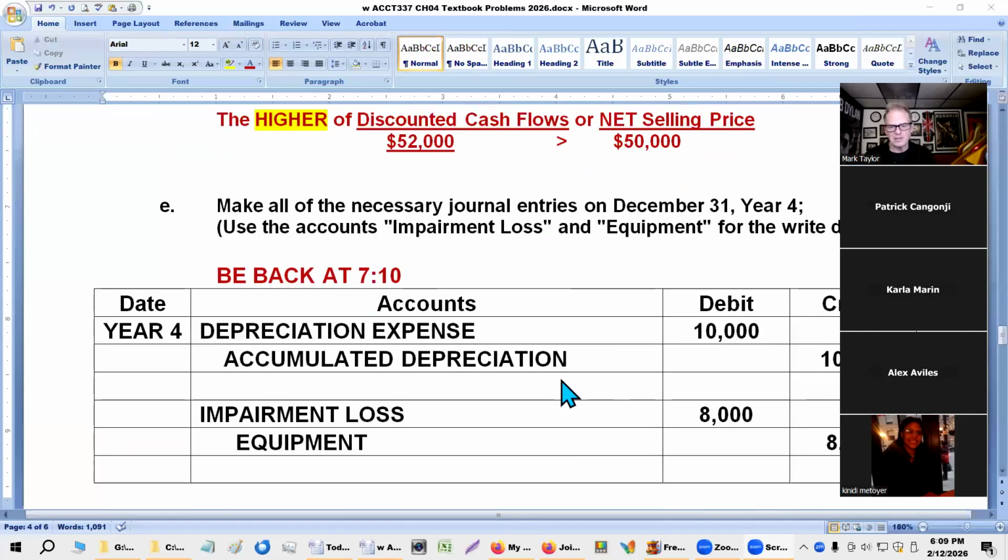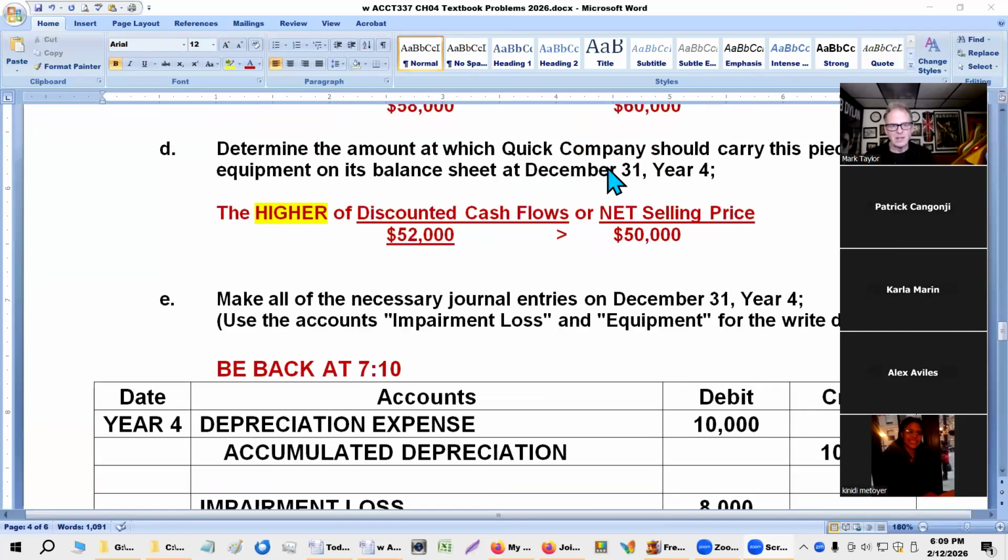So it is a little bit different than the U.S. standards. But the idea is that you could actually sell it, whatever you can sell it for today, versus if you held on to it, what would be the higher of those two, is what theoretically someone would be looking at. Any questions on that?